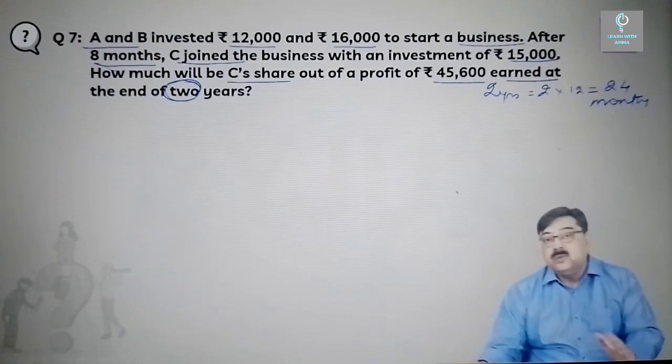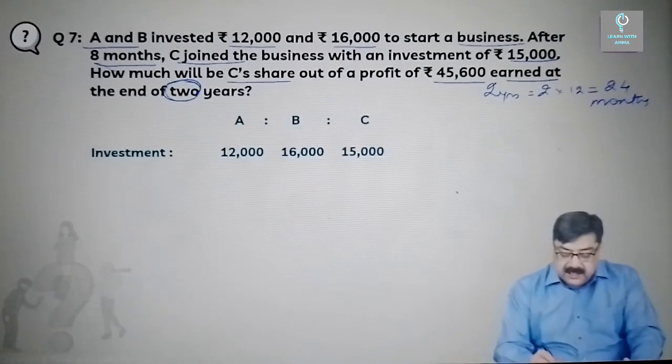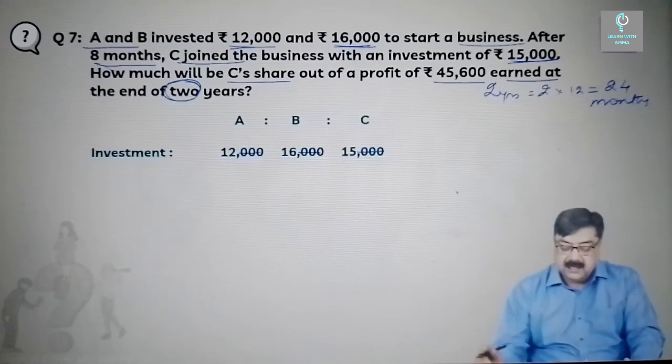So that's how you're supposed to check the time duration for which their money stayed in the business. So A is to B is to C. These are the investments which are made: 12,000, 16,000 and 15,000. So zeros go away like this.